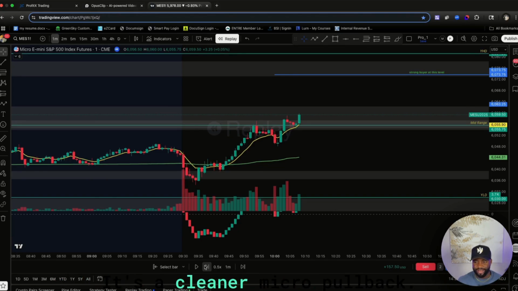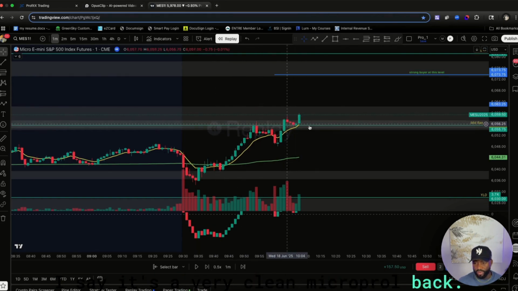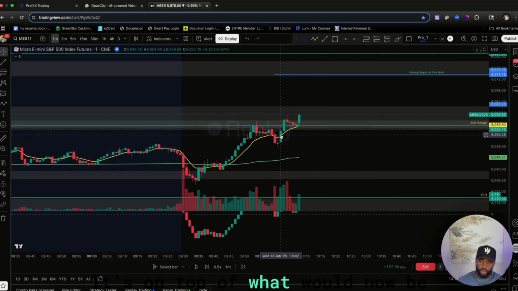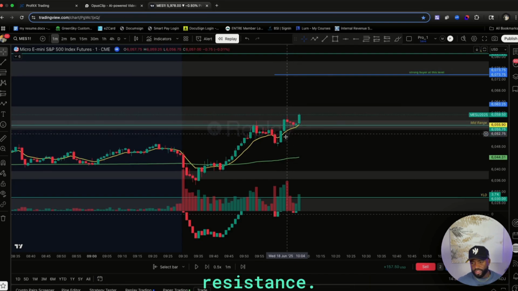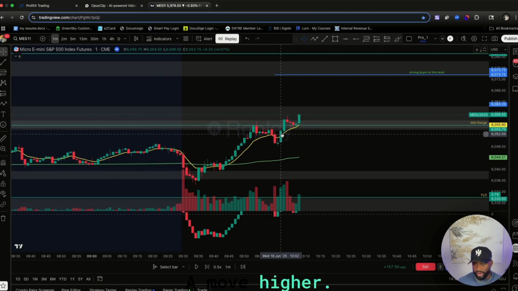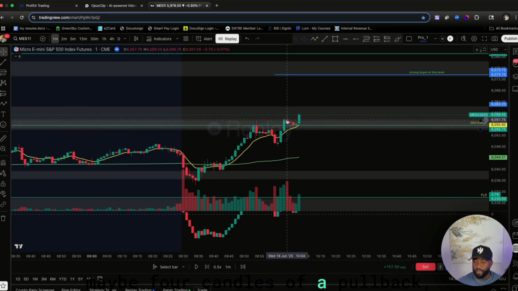Now it's a cleaner micro pullback, and I'll explain why I say it's very clean. It's on top of what would now be support, not resistance, sorry about that, right? With the micro pullback, you want to look for a move higher, right? A move higher that's over the 9 EMA. We want to see about 2 to 3, maybe 4 candles of a pullback, right? And this is very clean, very clean.